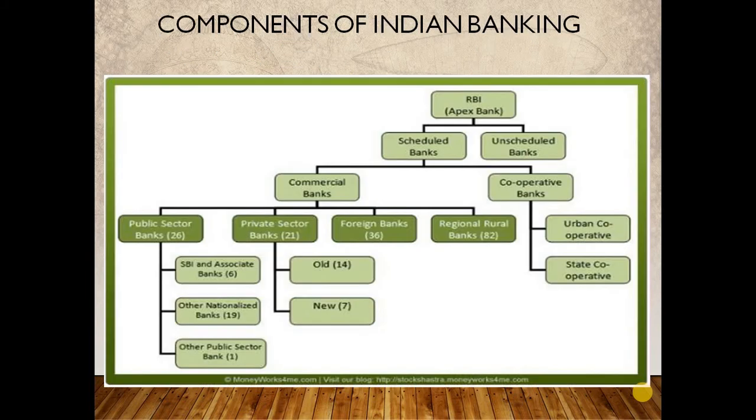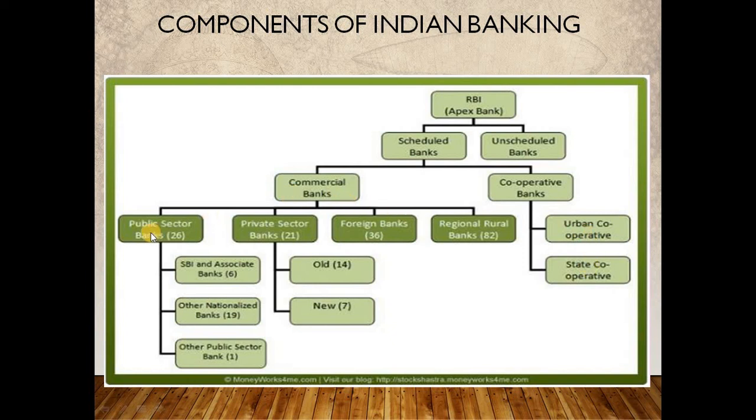This is the structure of Indian banking, the components of Indian banking. In India, the Reserve Bank of India is the apex bank. It means it is the head of all the banks. In banking activity in India, banks are classified into scheduled banks and unscheduled banks. Scheduled banks are classified into commercial banks and cooperative banks. Cooperative banks are classified into urban cooperative banks and state cooperative banks based on the area of operation.